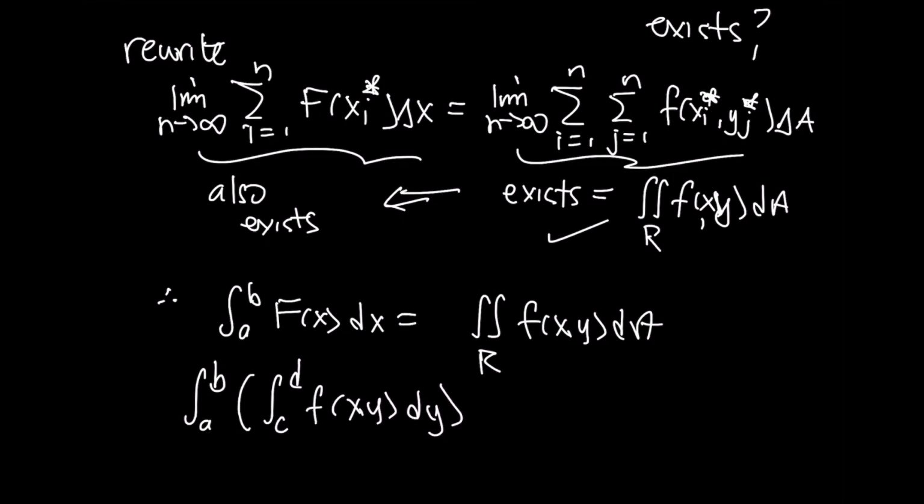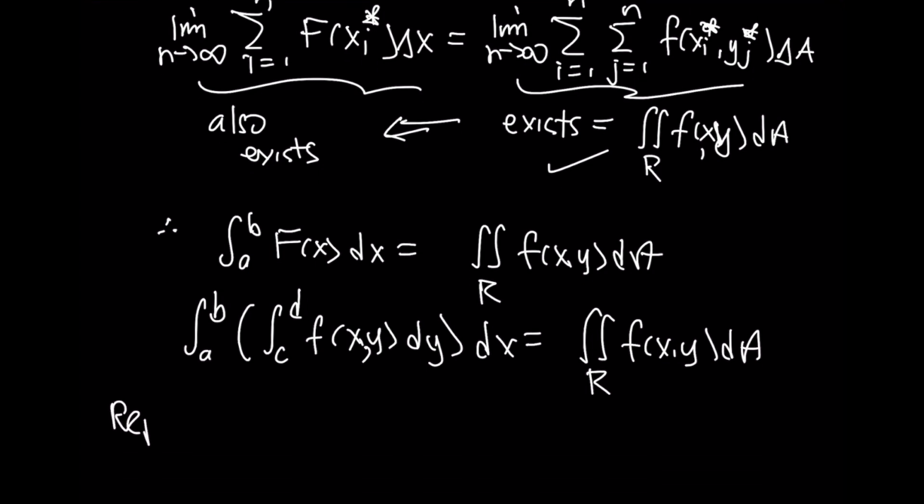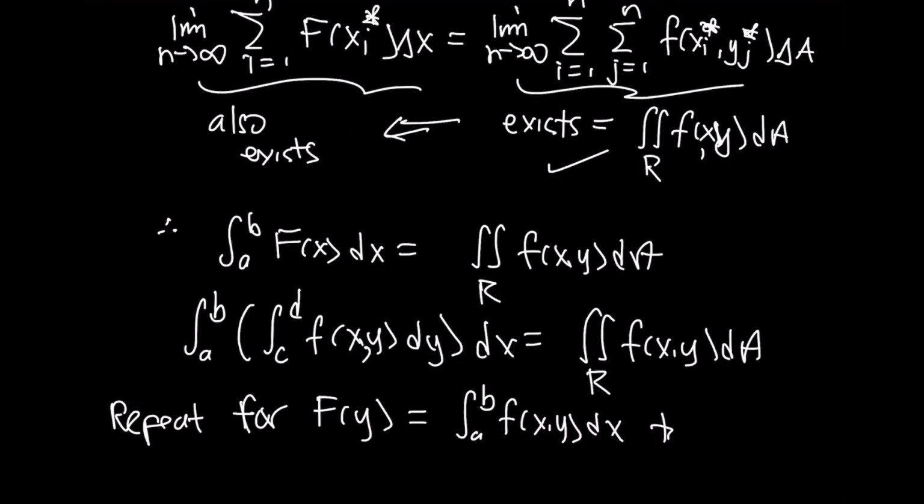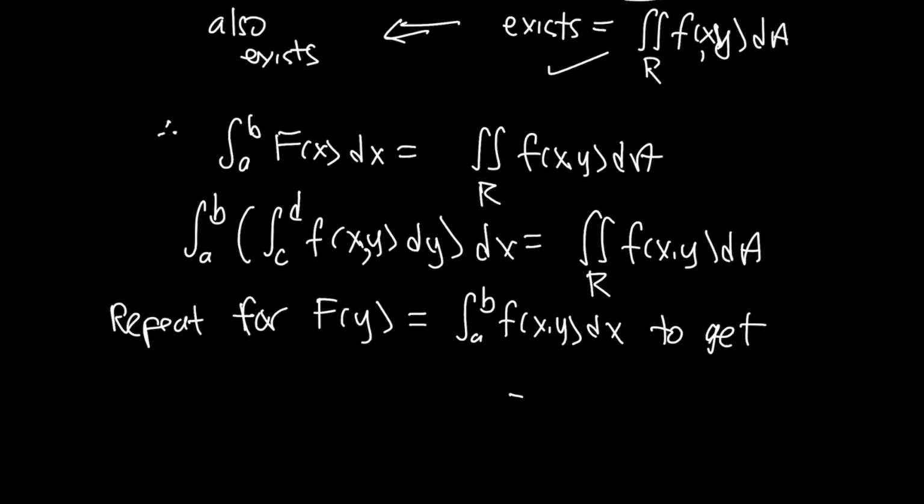And so what that means is if I want to calculate a double integral, I can do it with these iterated integrals here. Now, I could also repeat this argument for F of y. That was a partial integration with respect to x. And this would give me that the exact same thing would hold, that the double integral would simply be an iterated integral in the other direction.